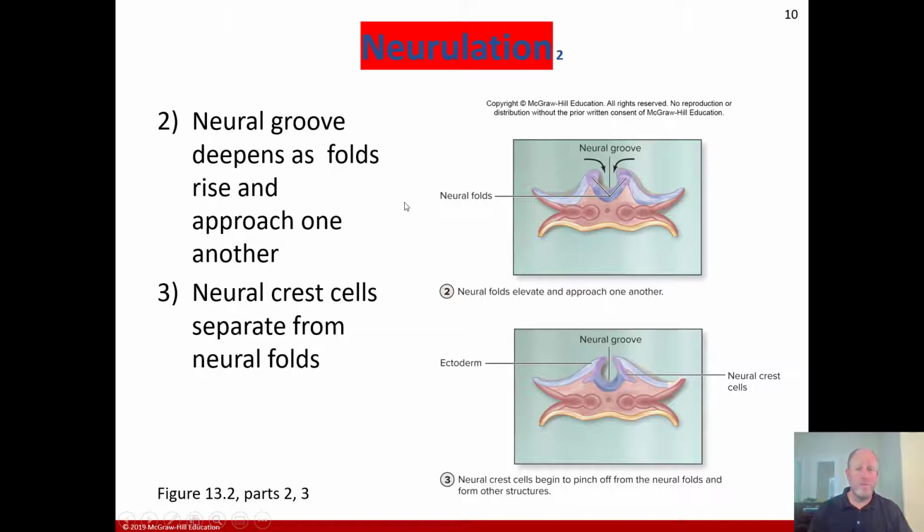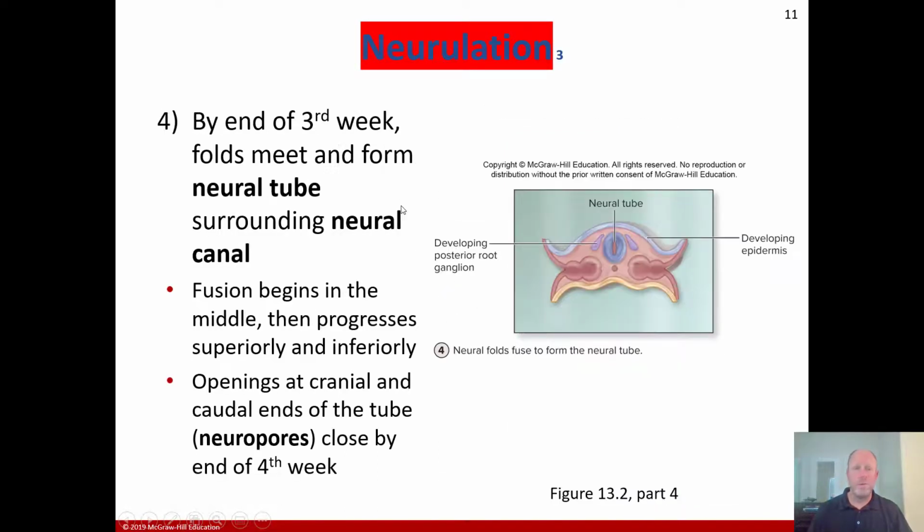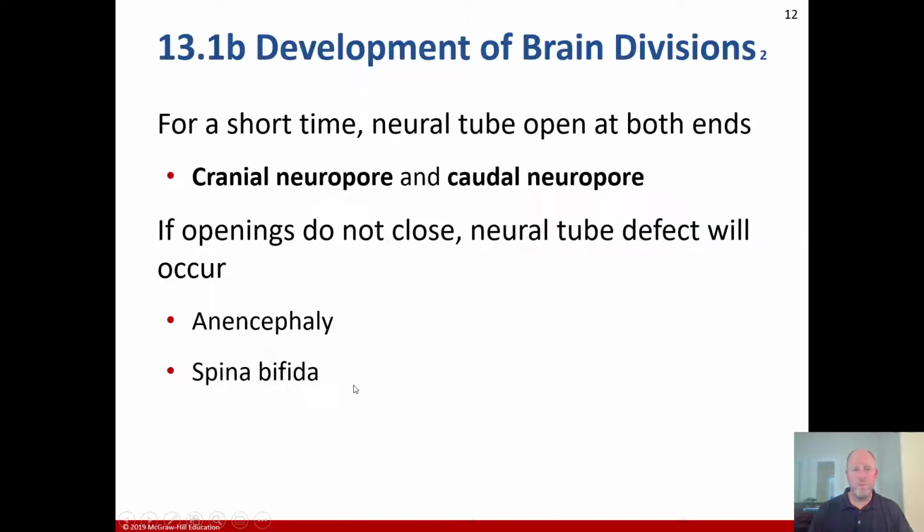Neural groove deepens as the folds rise and they approach one another, and the crest cells separate and form neural folds. And by the end of your third week, these folds meet and form the neural tube and surrounding neural canal for the embryo. And the fusion begins in the middle, then progresses superiorly and inferiorly, and the openings of the cranial and caudal ends of the tube, the neural pores, close by the end of the fourth week.